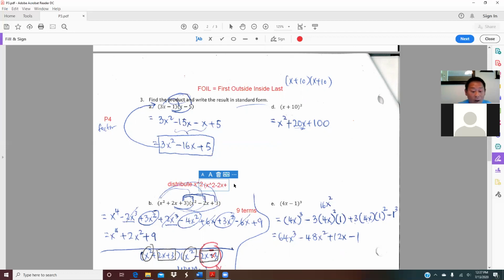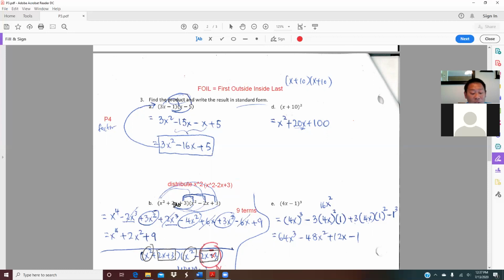And then after that, I will distribute the 2x. Okay, so once I finish this, I distribute the 2x and I distribute the 3. So x squared times x squared is x to the fourth. X squared times negative 2x is negative 2x cubed. X squared times 3 is 3x squared.